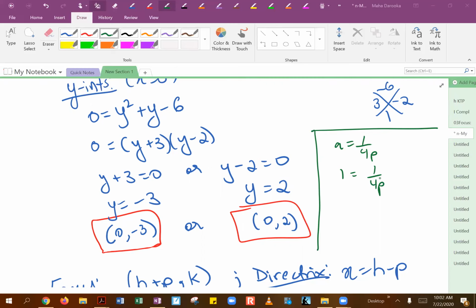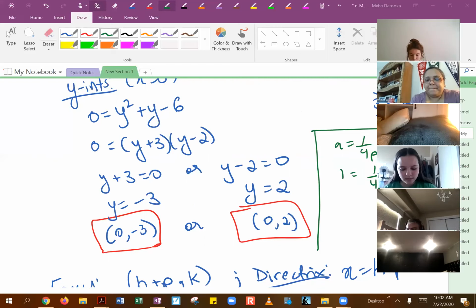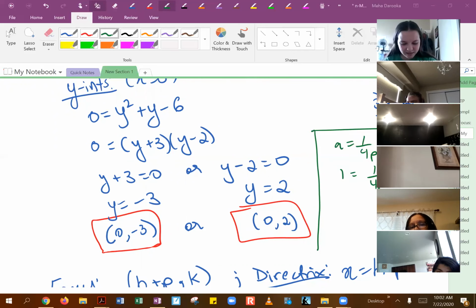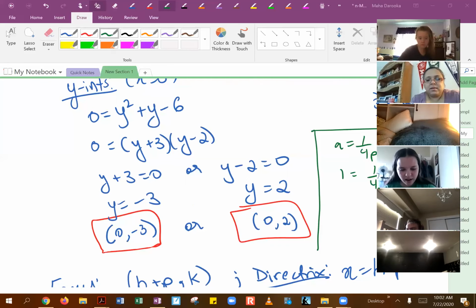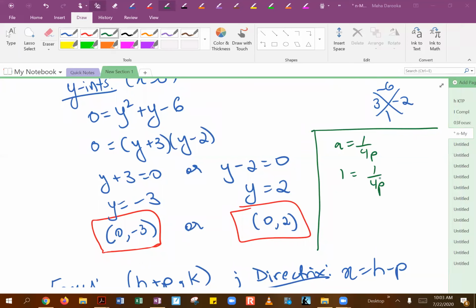So what did you guys get for p? It shouldn't be too hard since you don't have a whole bunch of numbers here you need to work with. So what do you get for p equals what?